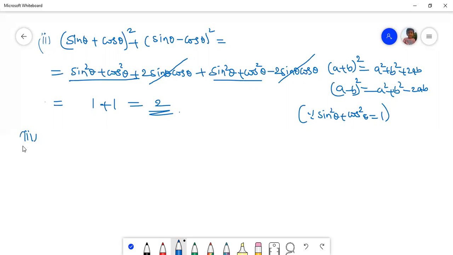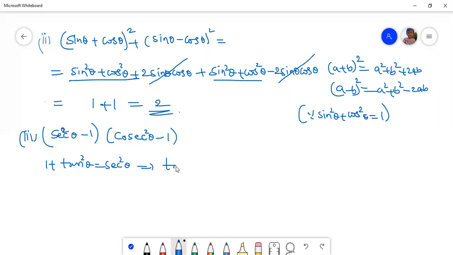Third one: secant square theta minus 1 into cosec square theta minus 1. We know the identity 1 plus tan square theta equals secant square theta. From this, tan square theta equals secant square theta minus 1. In the same way, 1 plus cot square theta equals cosec square theta.